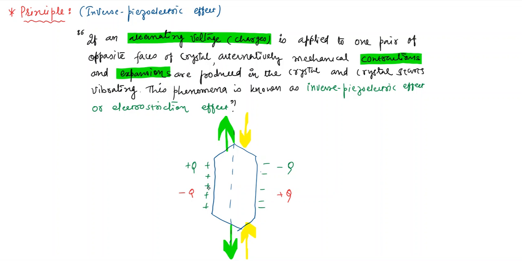So by changing plus q minus q plus q minus q across these two faces, we get the alternating vibration of the crystal, which is known as the inverse piezoelectric effect, or it is similar to the magnetostriction effect. But here we are changing the alternating electric field or alternating voltage or alternating charges, so it is known as the electrostriction effect. So this is the basic working principle of the piezoelectric generator, the piezoelectric effect.